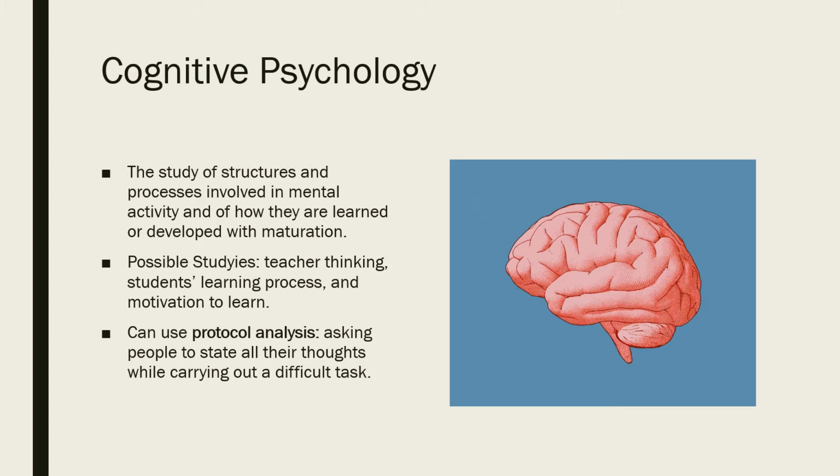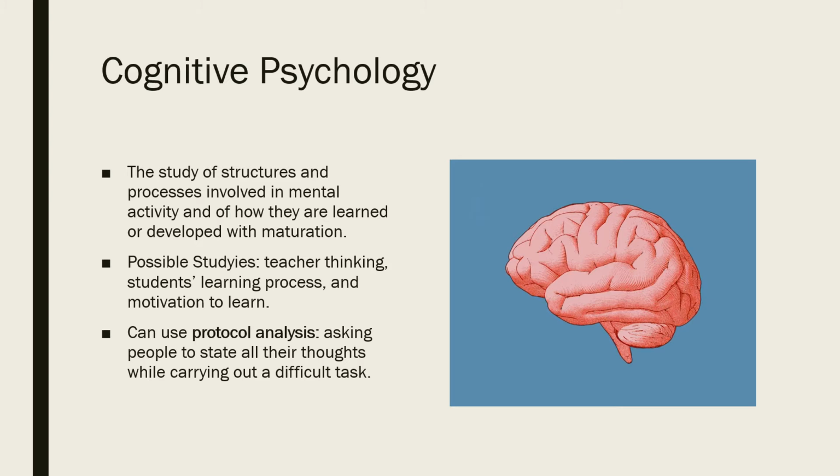Sorry for the error there, but possible studies. This is something I've included in quite a bit of these methods, as the textbook showed some of the ways that we could use these methods towards studying. So some possible studies for cognitive psychology are teacher thinking, students' learning processes, and motivation to learn.